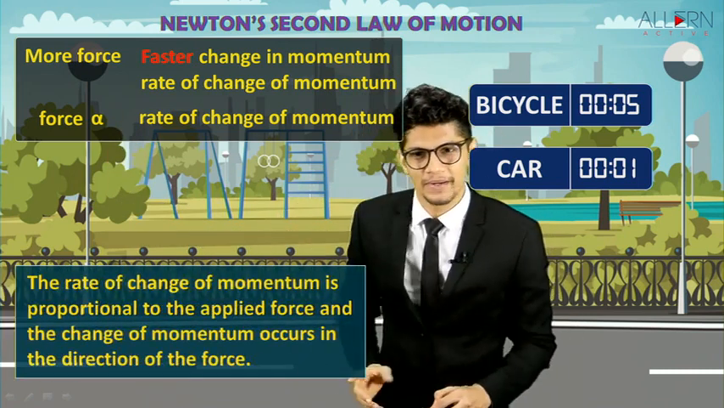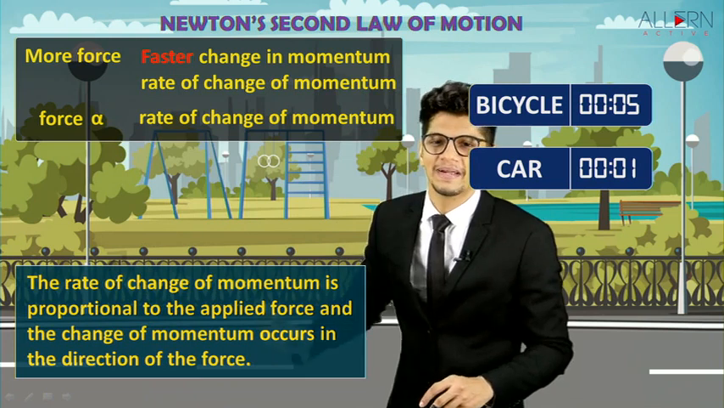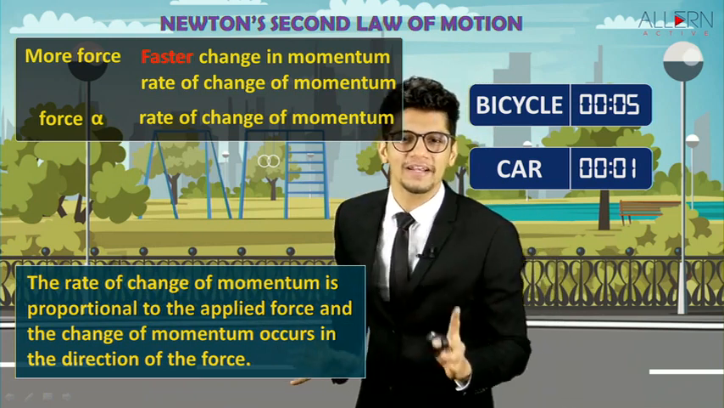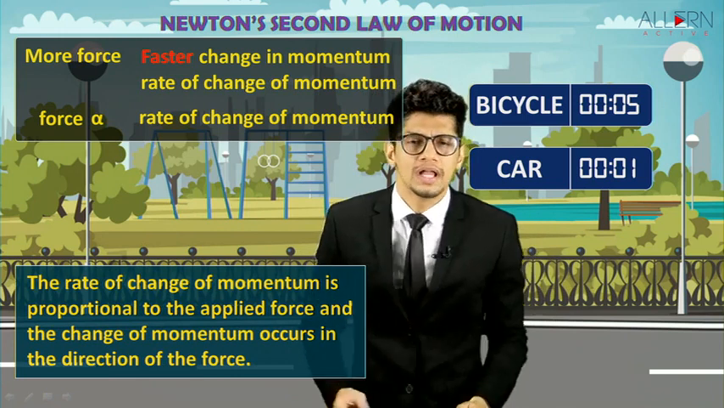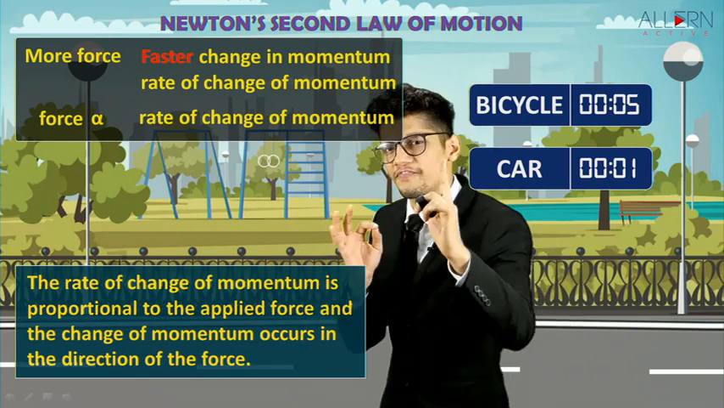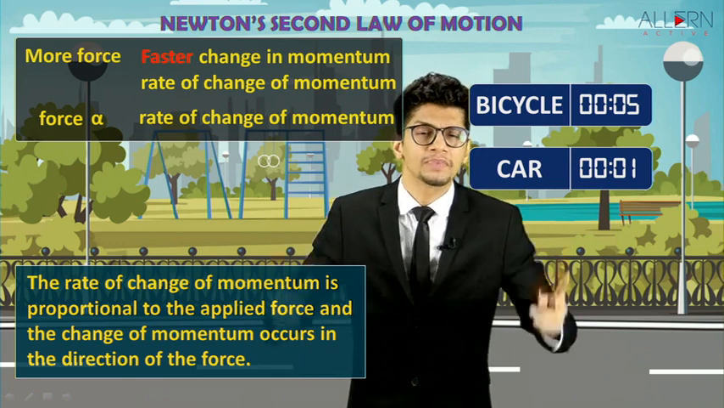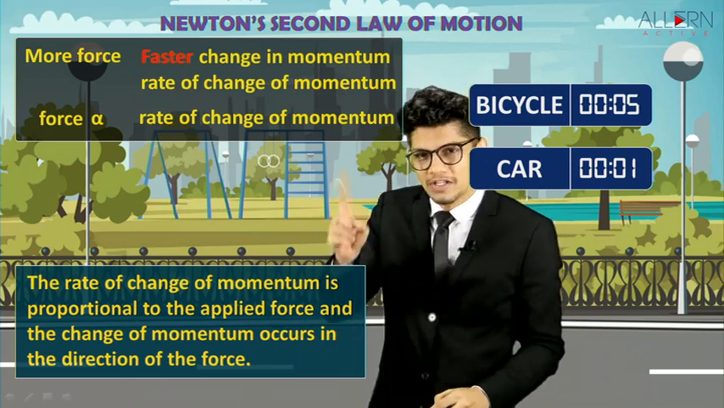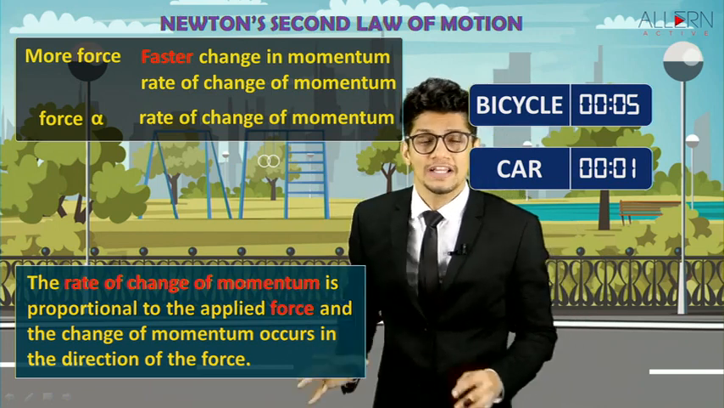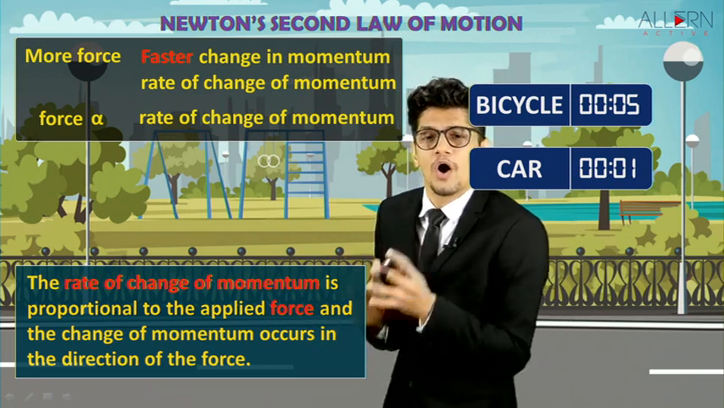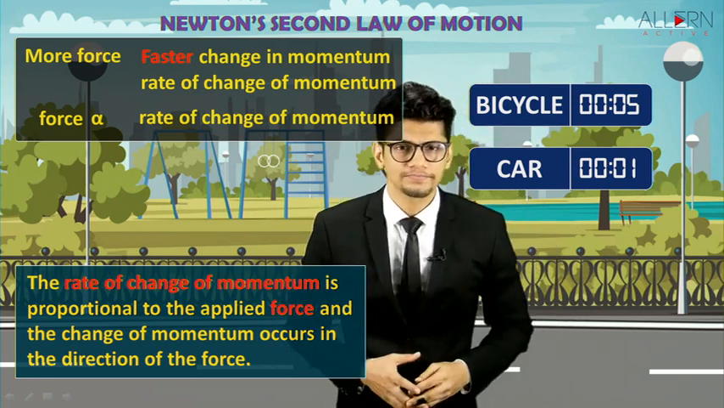Let us see the statement. The rate of change of momentum is proportional to the applied force, right? And the change of momentum occurs in the direction of the force. The direction in which we apply the force, obviously the change in momentum will be in that particular direction. So here we have rate of change of momentum and here we have force. So these are the two important components of Newton's second law of motion.